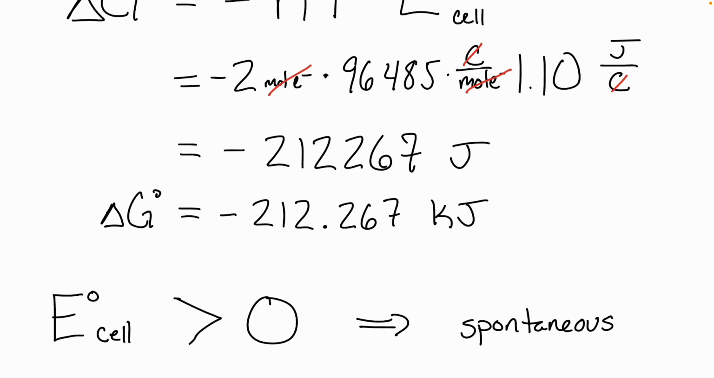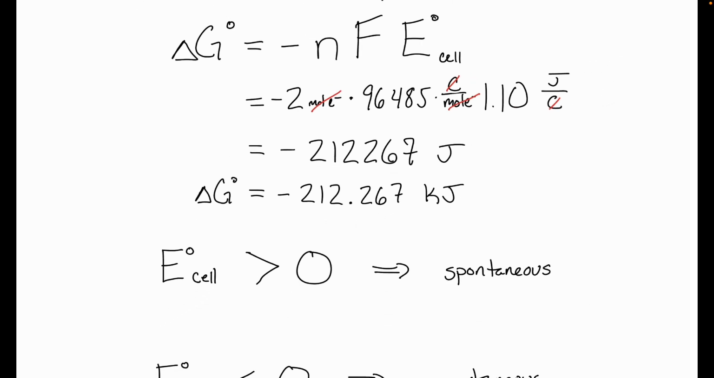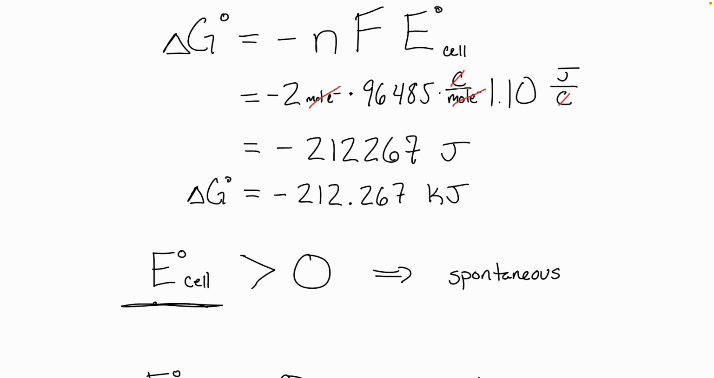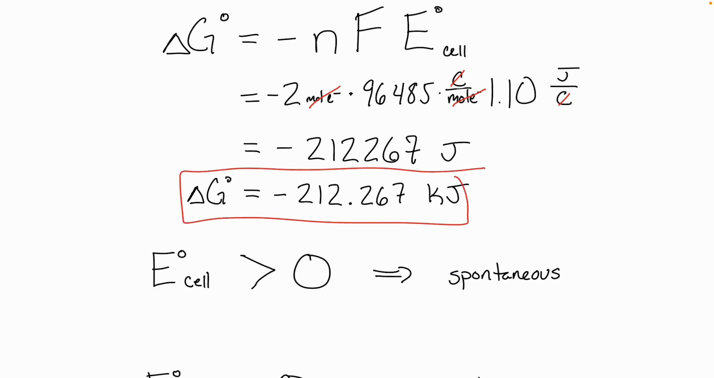Which is spontaneous or non-spontaneous? Spontaneous, right? It's a negative delta G, and it better be, because we said that a positive E cell was going to be spontaneous as well. So these say the same thing. And this is an absolutely massive value for delta G.